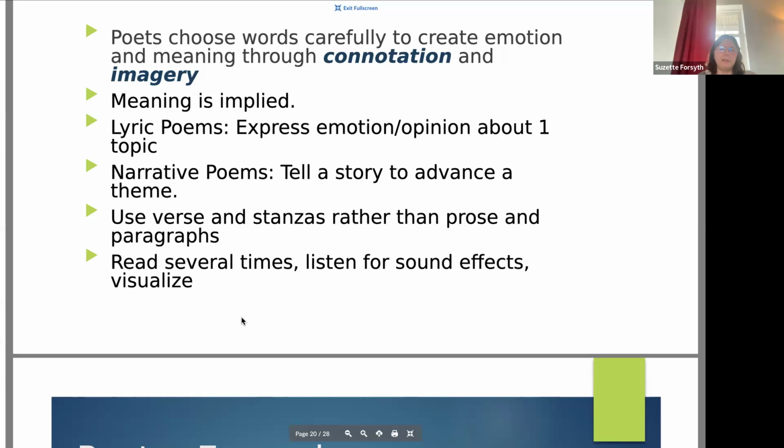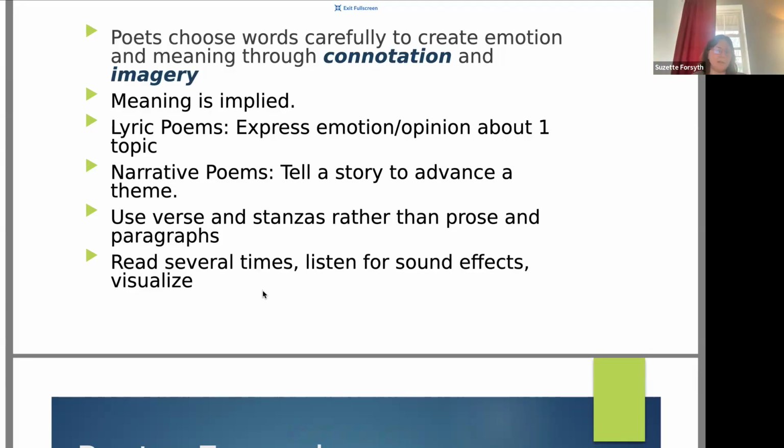So with poetry, because it's not directly stated, everything is implied. Most of the time, sometimes you get some direct statements, but you have to read several times. You have to listen for the sound effects, everything that's going on, repetition, rhyme, rhythm. Sometimes rhythm mirrors action that's going on. Like it might sound like the galloping of a horse or a train, or just a very speedy implying action, or sometimes things end with ing.